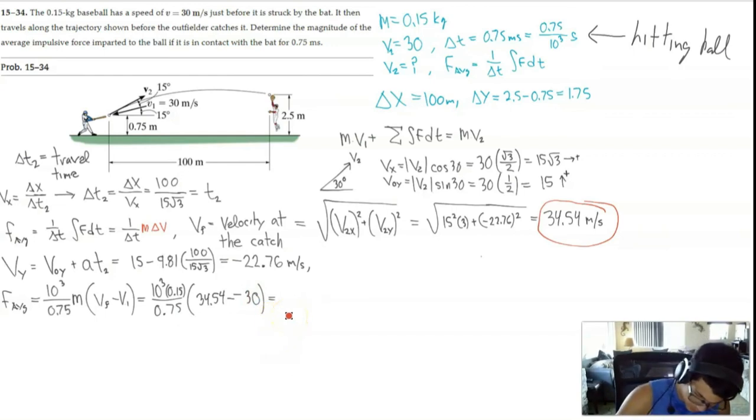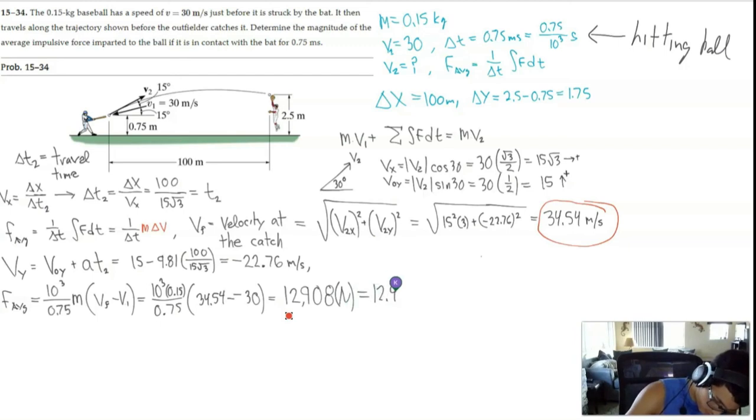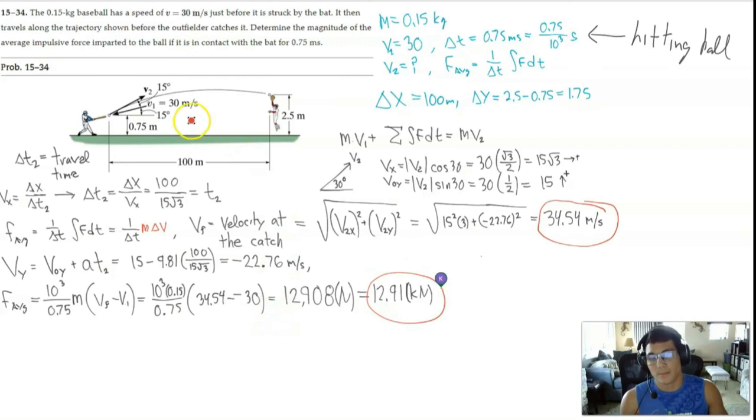Well, I did type it in my calculator earlier. 12,908 newtons, which you should write as 12.91 kilonewtons. Okay, now that is everything you want to know. That's what the question actually asked. So there's our final answer.